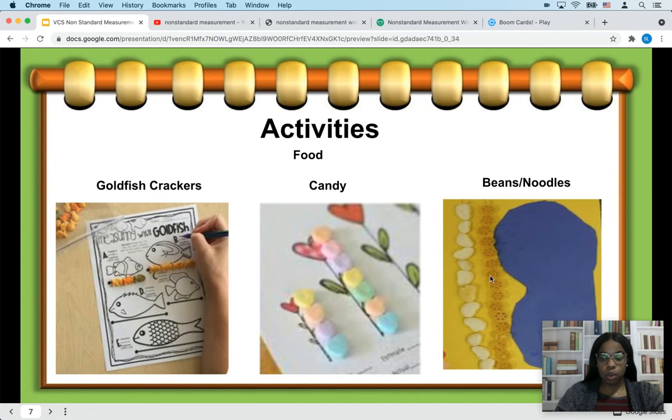And here the student traced an image of their foot and cut it out. And they used noodles for one, which was 10. And they used lima beans for another, which was 12. So they could compare the difference.